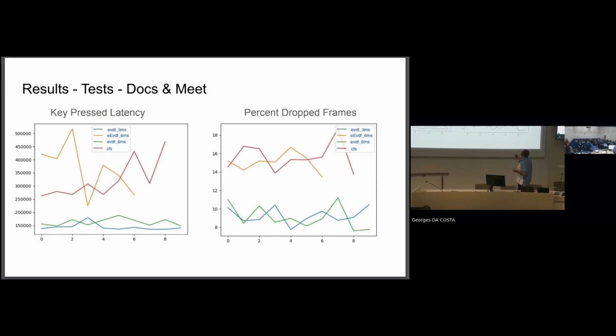Same thing with the percent dropped frames. CFS and regular EEVDF stay up at around 15 to 18 with a wider range of difference. With eligibility off and some of the other settings, both 3 milliseconds and 6 milliseconds stay around the 10% range. So far it looked good.